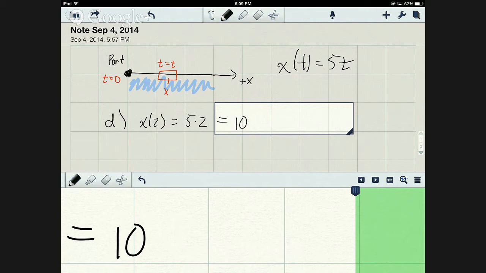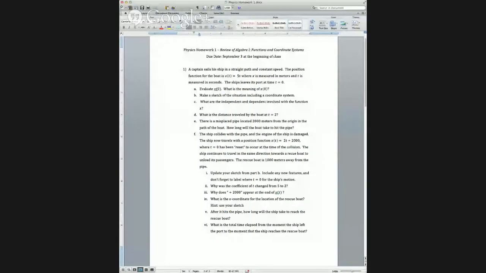All right, let's keep going through. Let me pull up the homework again here. So here's the homework. We just did part D. We found the distance traveled by the boat. That's equal to the x-coordinate, right? It leaves from the port, so you take the difference in the x-coordinates from x equal to 2 and x equal to 0. We start at x equal to 0, so this x-coordinate is also going to be the distance traveled in this problem. Part E, there's a misplaced pipe at the location 2,000 meters from the origin in the path of the boat. How long will it take for the boat to hit the pipe?